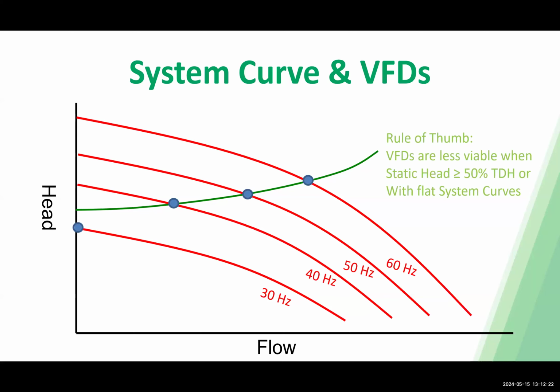So with that, it's always a good rule of thumb to consider: VFDs are a lot less viable when your static head is more than or equal to 50% of your total dynamic head, or if you have flat system curves like this one here. When you have a flat system curve, your flow rate is dropping significantly with every single speed change.